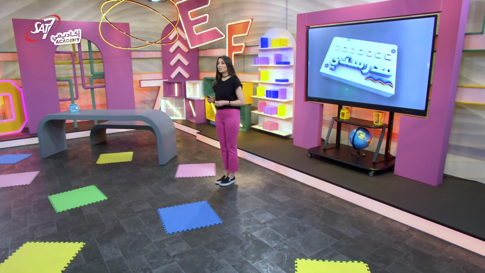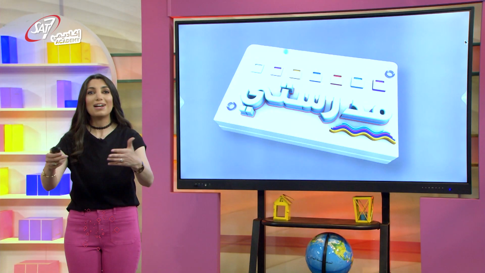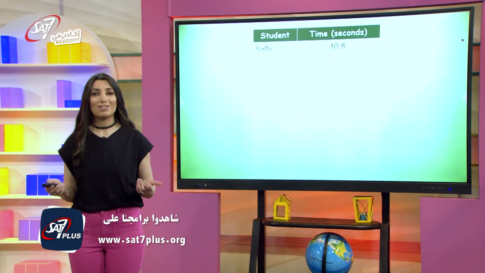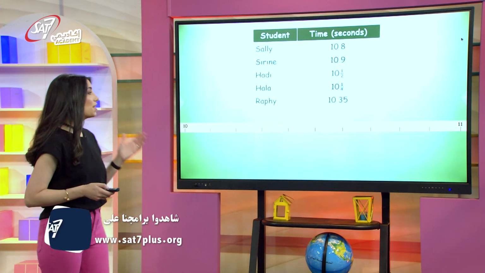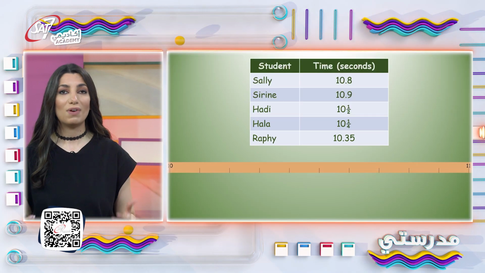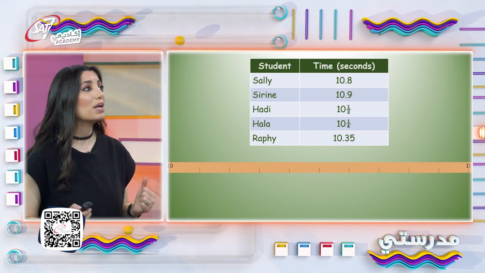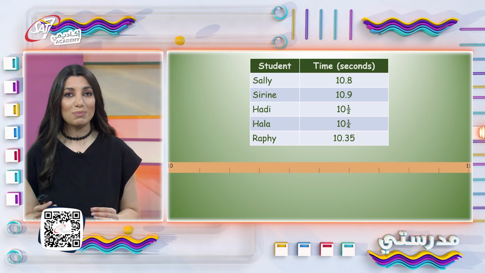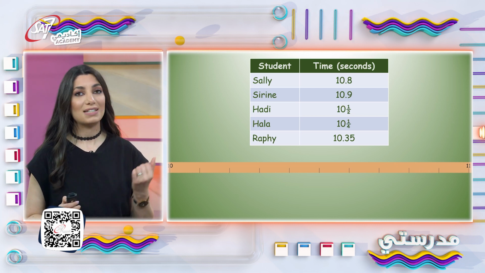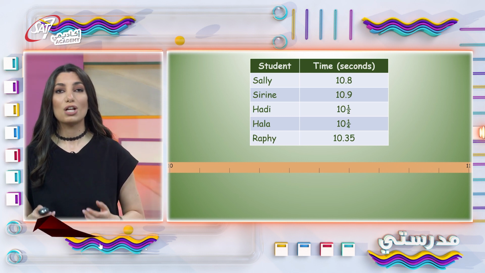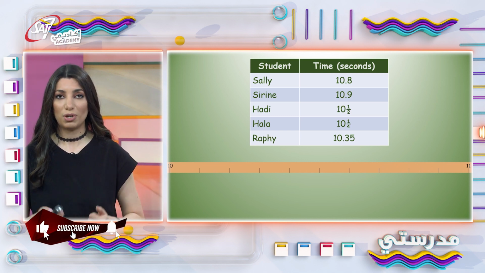The PE teacher asked the students to run around the basketball court, and he timed them. Which student ran the fastest? This table shows the time it took each student to run around the court. Let's compare these numbers. We notice that some of them are written as decimals and others are written as fractions. We can use either decimals or fractions to express parts of a number.